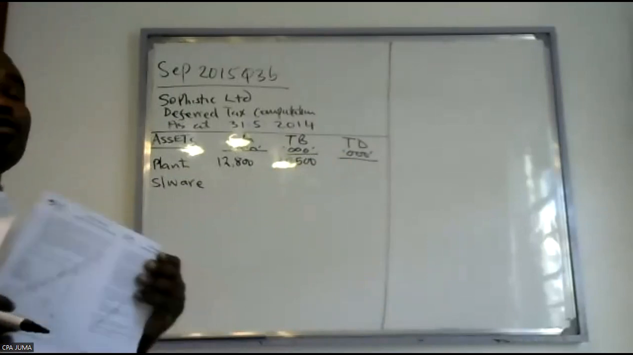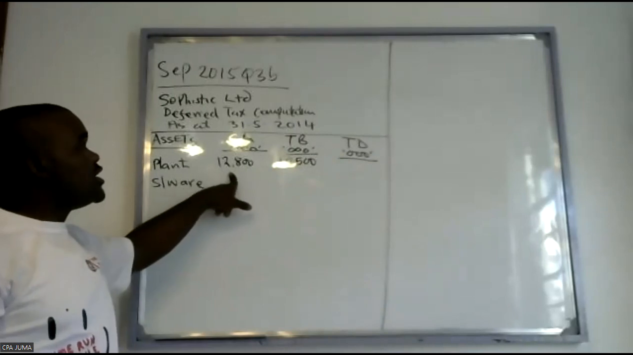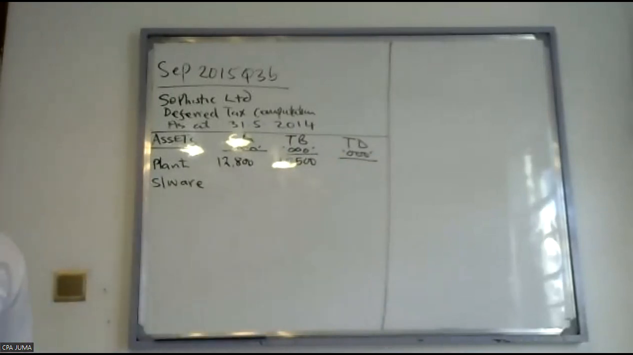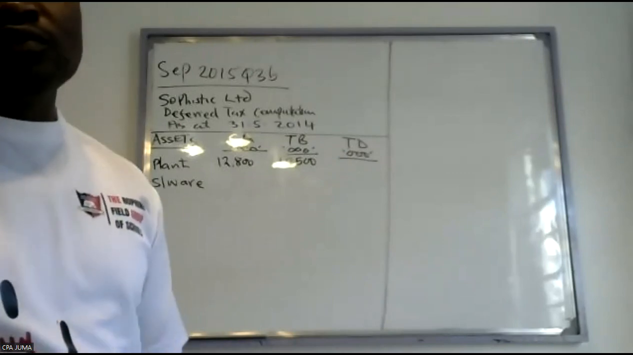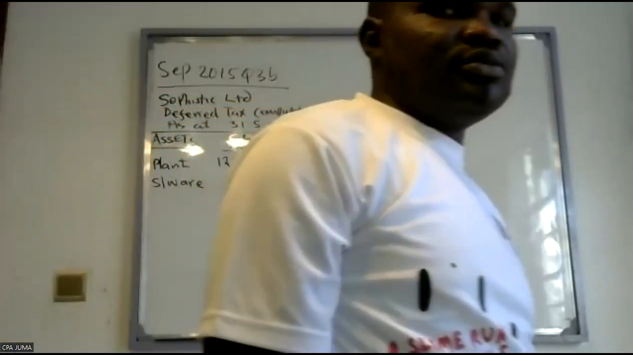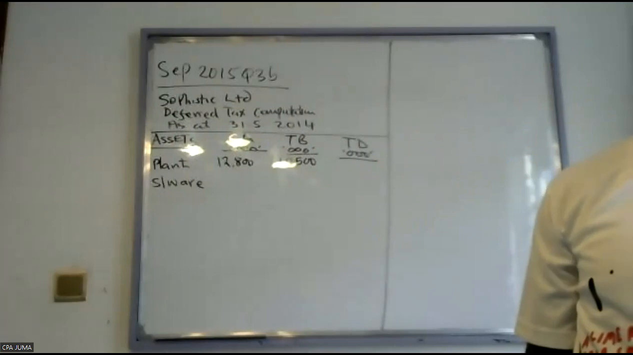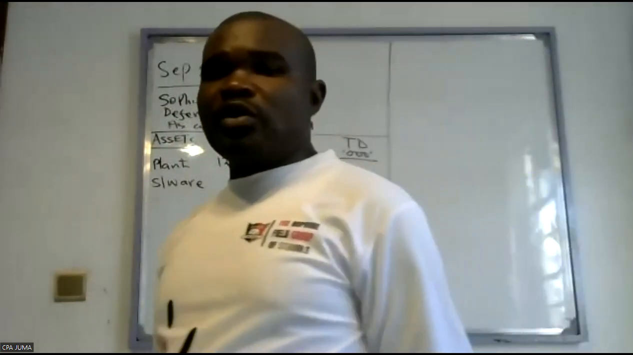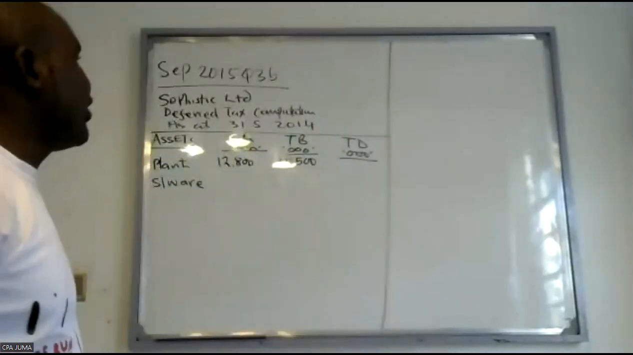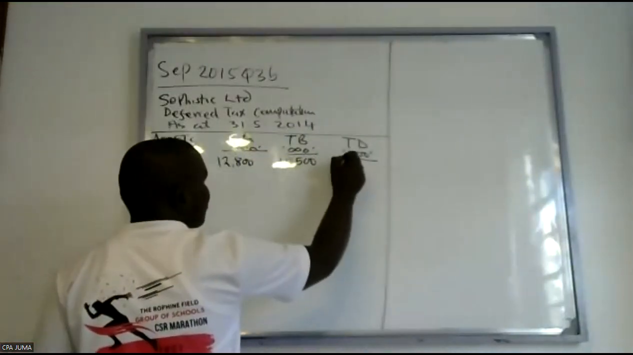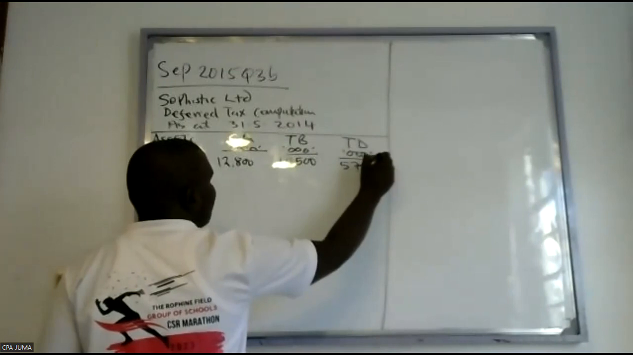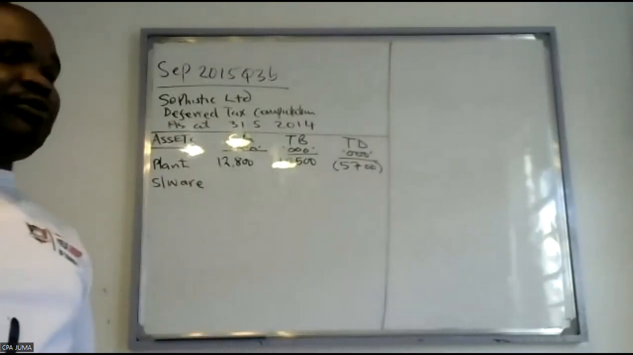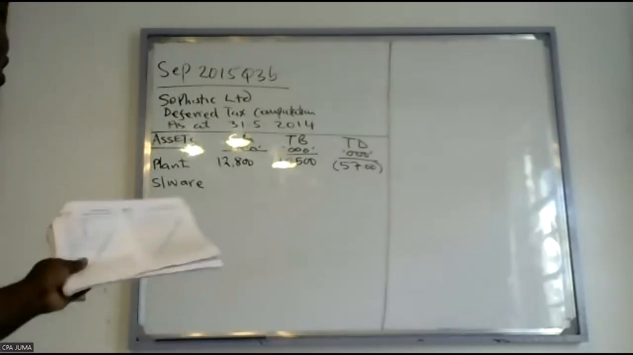Therefore, temporary differences will be 12,800 minus 18,500. What do you get? 5,700 deductible. Deductible temporary differences, 5,700. Let's go to the software.